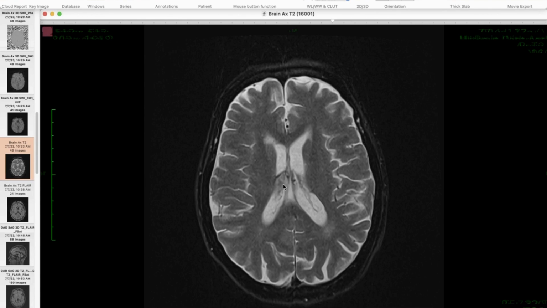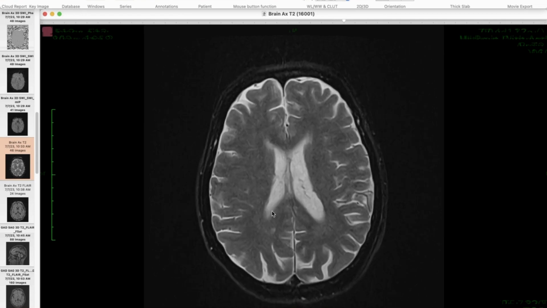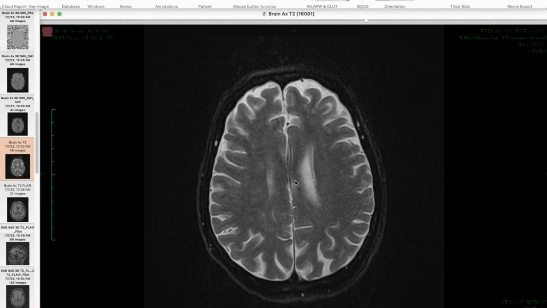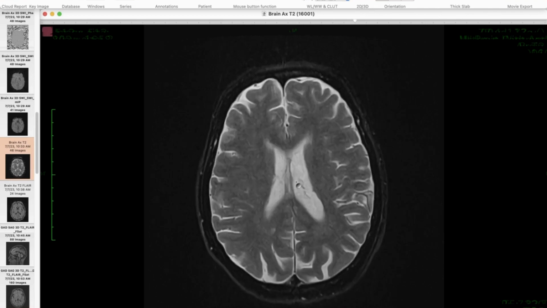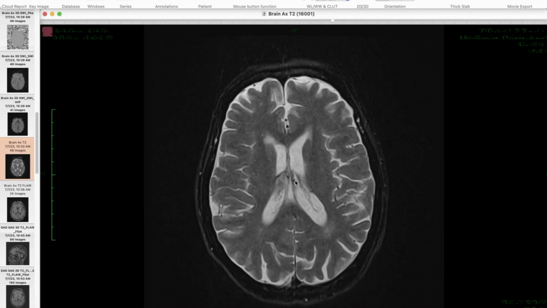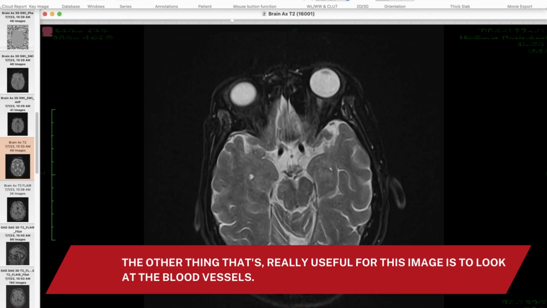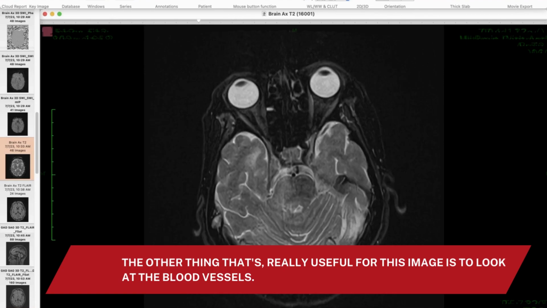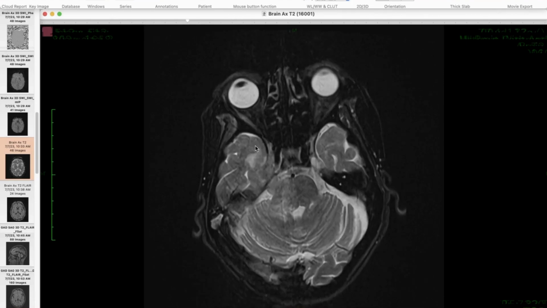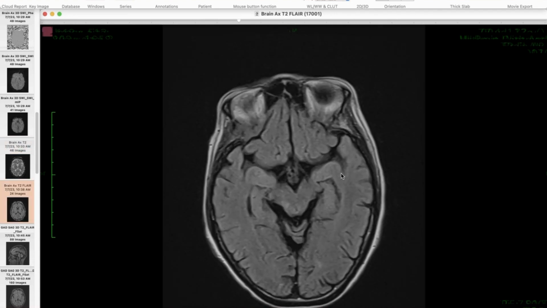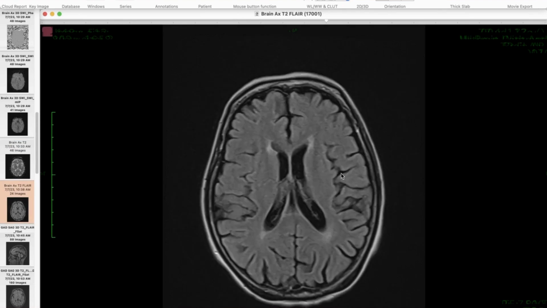But the fact that the cerebrospinal fluid is very bright poses some issues. And we'll see there's a nifty trick that gives us an image called the FLAIR. That's very useful for looking at a lot of diseases that we'll get into next. But first, the other thing that's really useful for this image is to look at the blood vessels. That's just an aside. You see eyes are bright here too. Fluid is generally going to be bright, which leads us to the fluid attenuation inversion recovery sequence, or the FLAIR.